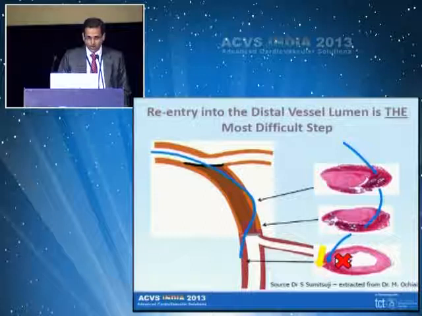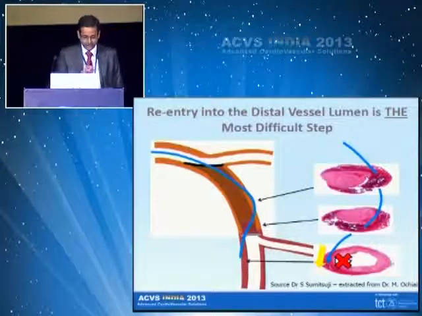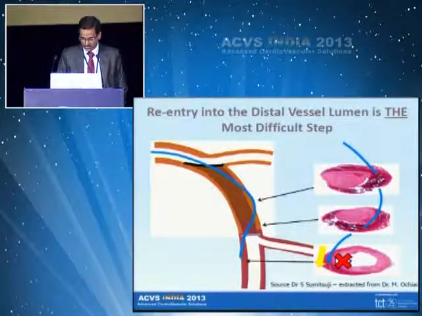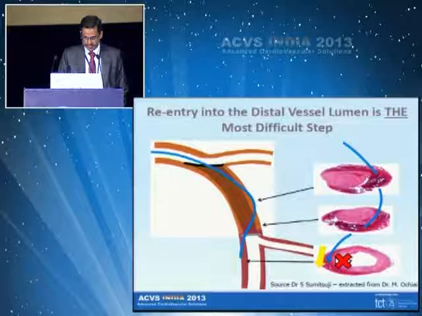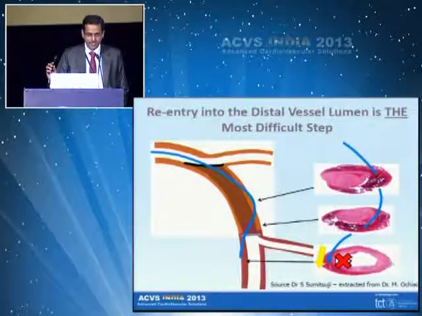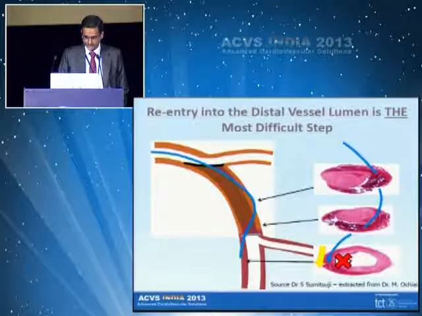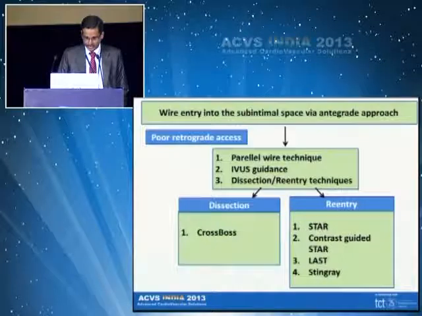But many a times we do not have a good retrograde channel, so we are forced to do an antegrade approach, and then we need to be really sure how to come back from a subintimal tract to a true lumen. This is perhaps the most difficult and an important thing when we are doing an antegrade approach of a CTO, how to enter from a subintimal tract to an intimal tract.